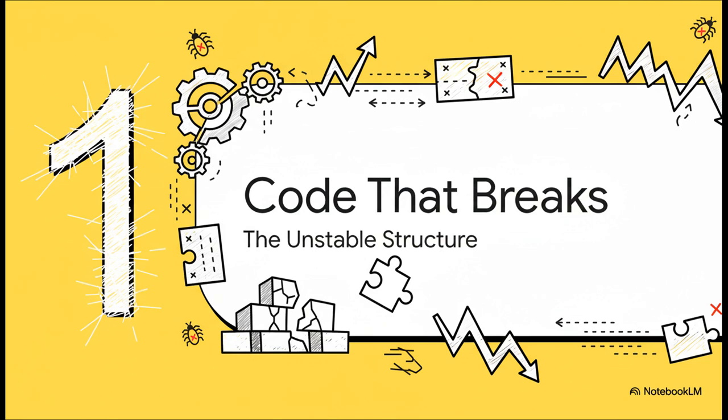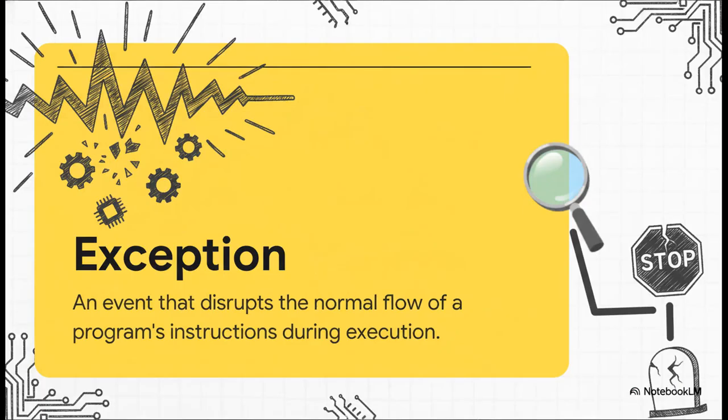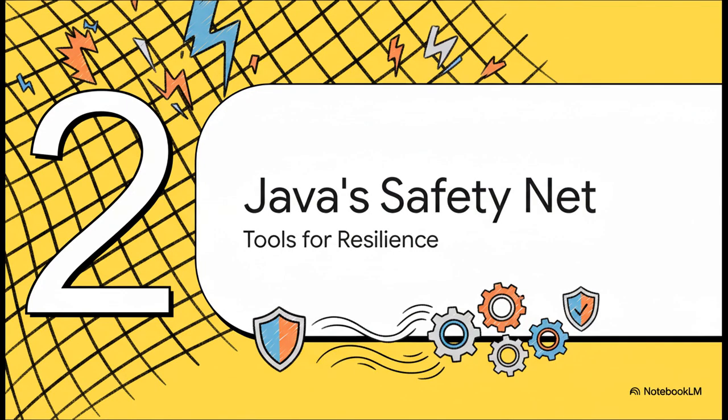Let's really nail down what we're up against here. So, in the world of Java, these runtime earthquakes have a name. They're called exceptions. An exception is pretty much any event that messes up the normal, happy flow of your program. And if you don't have a plan for it, well, your application just dies. Game over. Okay, so how do we deal with this? Well, thankfully, Java gives us a powerful safety net, a whole set of tools for building resilient code.